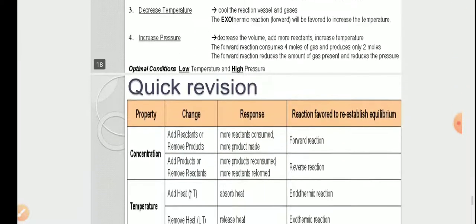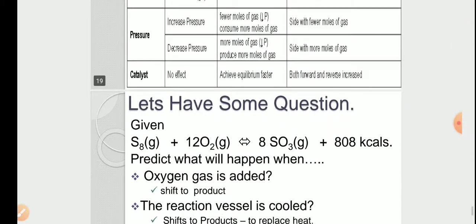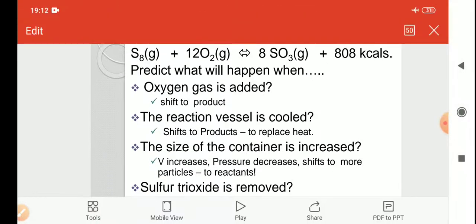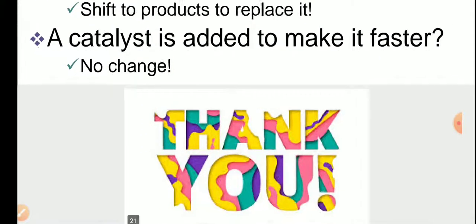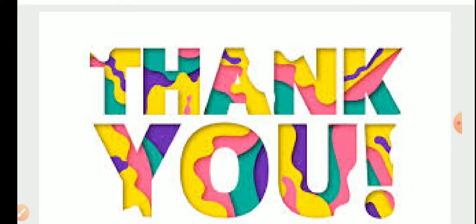So this is all about Le Chatelier's principle. Today I mainly discussed the principle of Le Chatelier and the dependence of equilibrium on temperature, pressure, catalyst, addition of inert gas, and others.